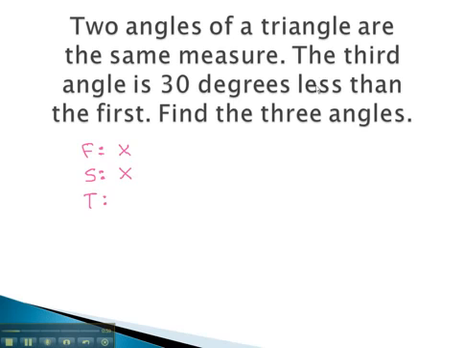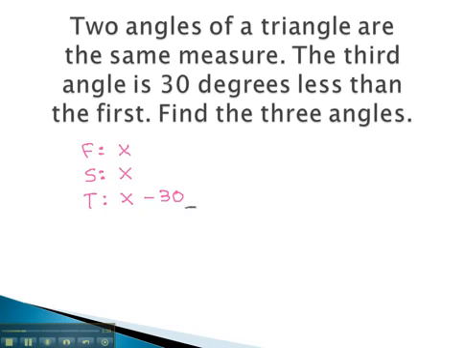The third angle that we have is 30 degrees less than the first. We remember that subtraction is built backwards, so we're subtracting 30 from the first angle. The first angle is simply x, and now we've clearly identified and labeled the three angles of the triangle.